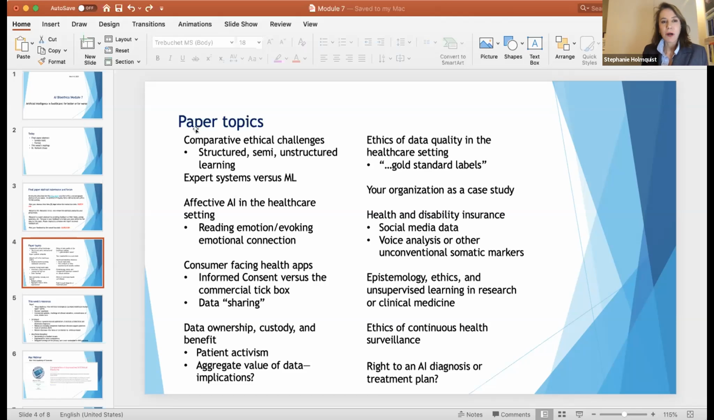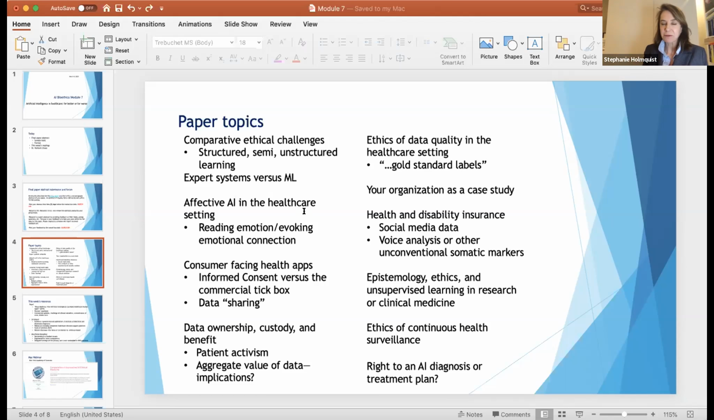So if you are interested in the mechanics of system architecture and in AI implementations in a fairly granular way, you can think about the ethics, comparative ethics, and the comparative policy concerns of contrasting AI systems. So structured versus unstructured learning, and what the ethical and policy requirements are for implementing those kinds of systems with integrity and how they vary, expert systems versus machine learning.